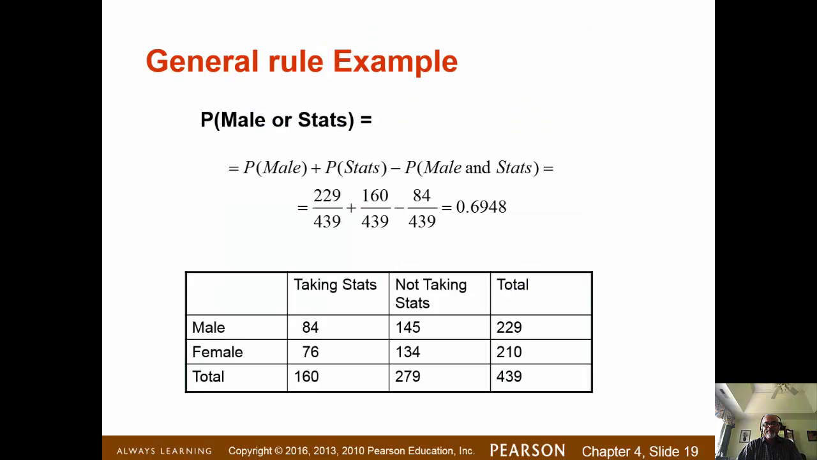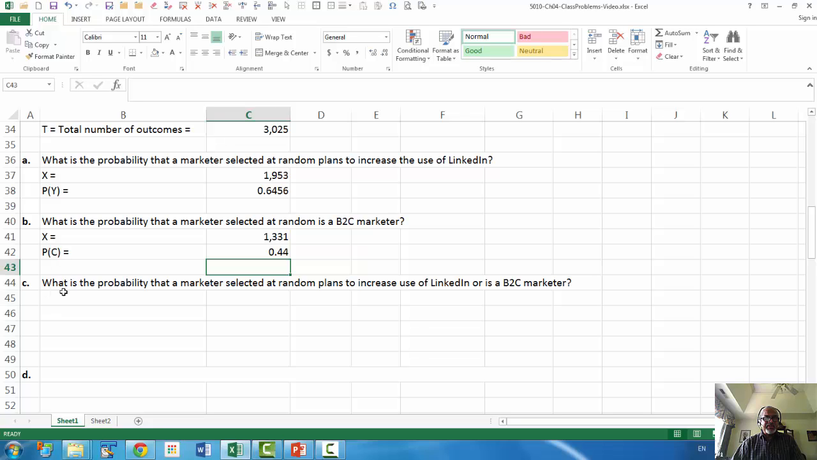Okay, so here is an example: probability of male or stats. You'll have probability of male, which is 229 over 439, plus probability of taking stats, which is 160 over 439, and then you subtract the joint probability, which is 84 over 439. So this is the rule that we have to apply to answer the last question that we stopped with in Excel.